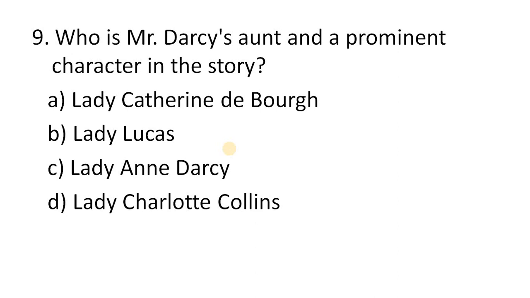9. Who is Mr. Darcy's aunt and a prominent character in the story? A. Lady Catherine de Bourgh. B. Lady Lucas. And C. Lady Anne Darcy. D. Lady Charlotte Collins. And the correct answer is option A. Lady Catherine de Bourgh.